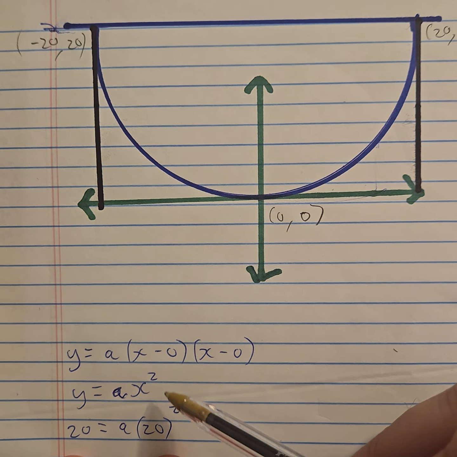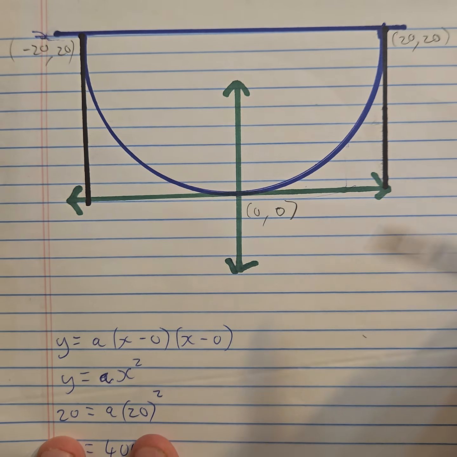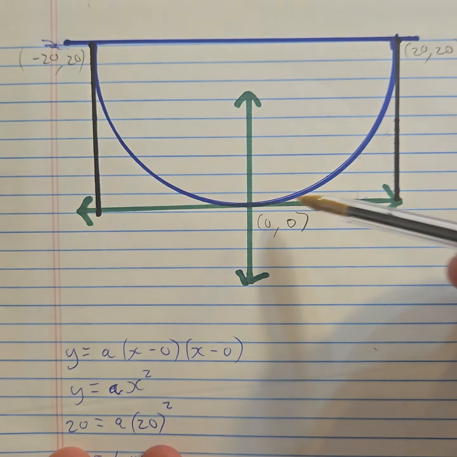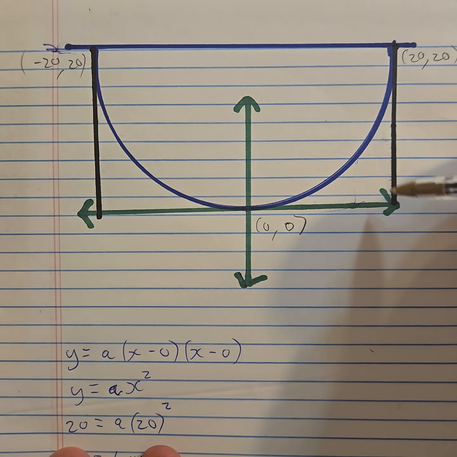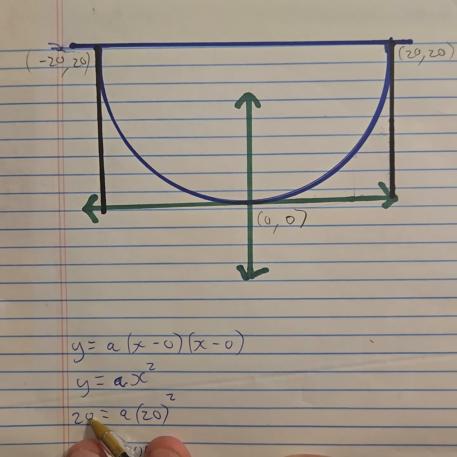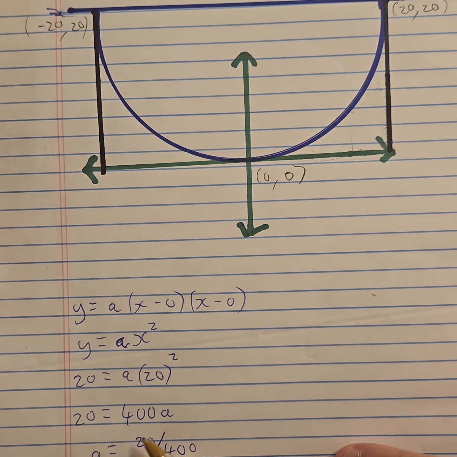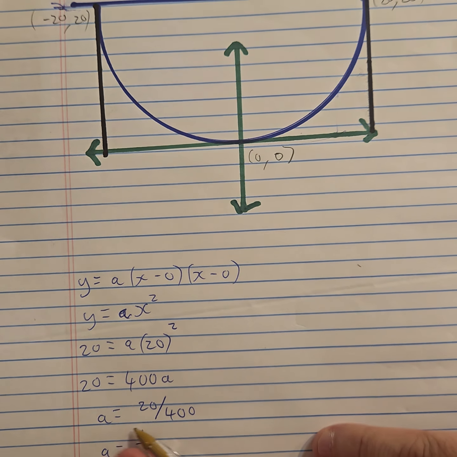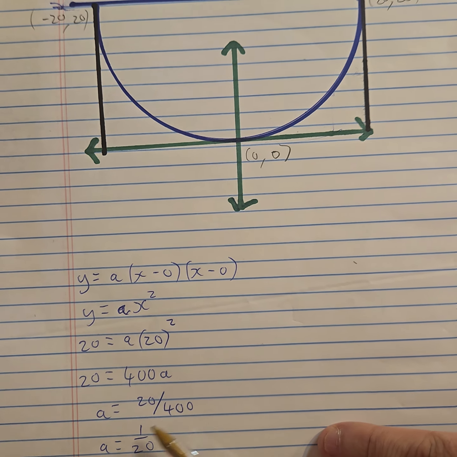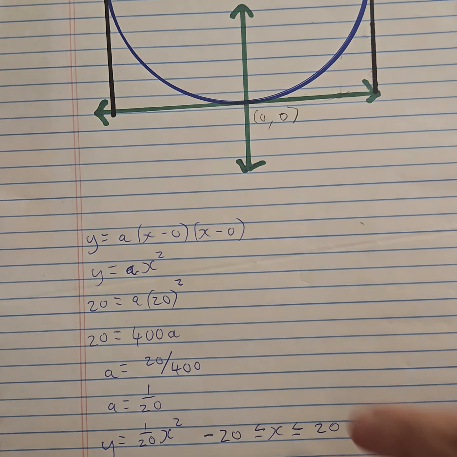And now if I find any point over here, I use it to solve for a, because this is an equation that relates all the points. One such point is when x is 20, y is 20. So plug a 20 in there and a 20 in there. 20 equals a times 20 squared. 20 equals 400 times a. Divide each side by 400. a equals 20 over 400. That simplifies to 1 over 20. So a is 1 over 20.